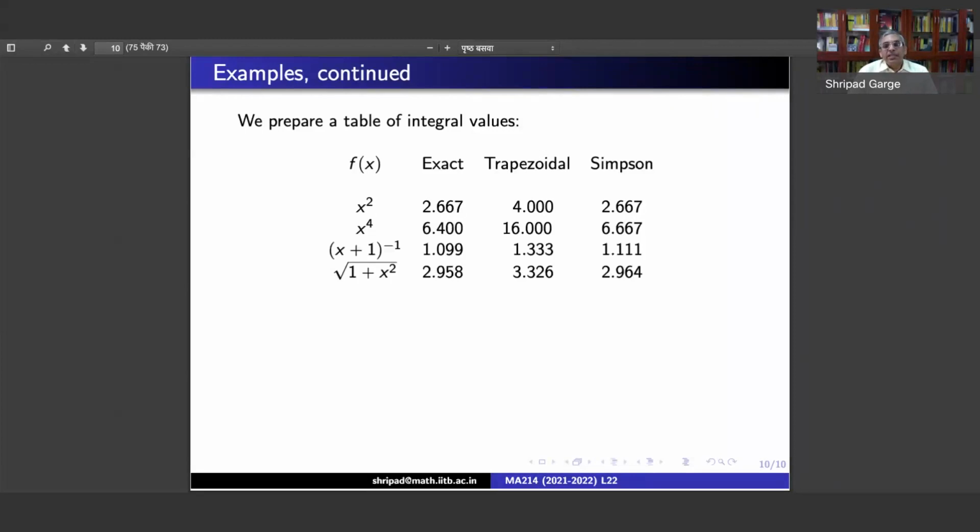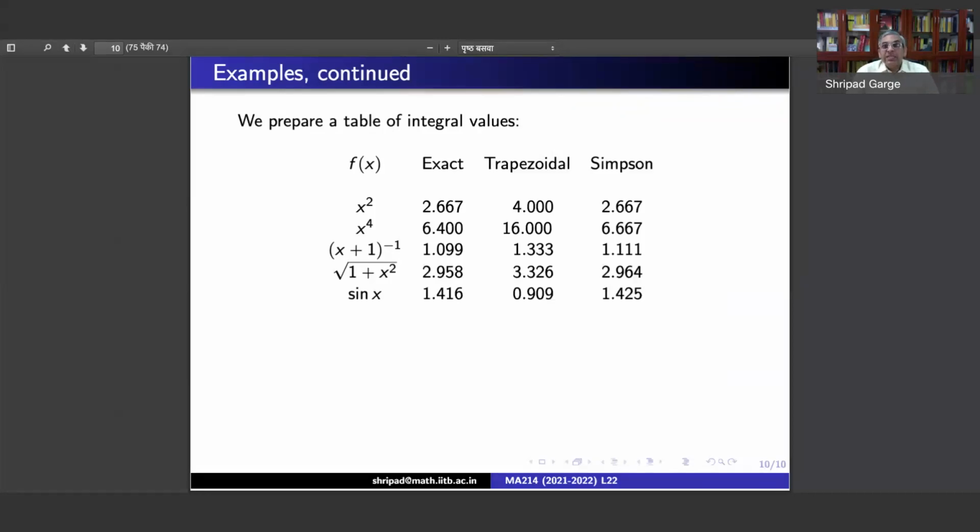Square root of 1 plus x square. So the correct answer is 2.958. We see once again that Simpson is giving you almost the correct answer. That has been possible because we have devised a method using Simpson's rule, which is going to give you the error in terms of h power 5. So whenever your h is small and the fourth derivative comes in, h power 5 is divided by 90, which is not the usual denominator that you will get when you are using only the interpolation formula. Okay, and trapezoid gives you 3.326.